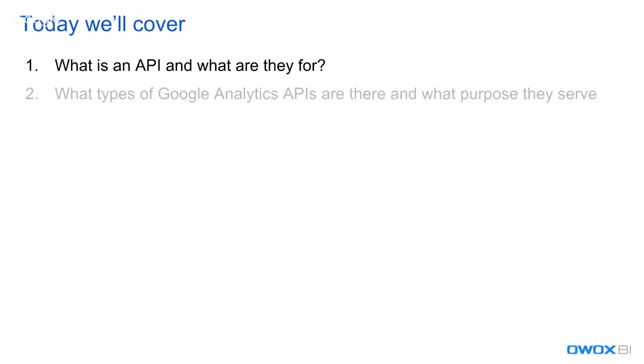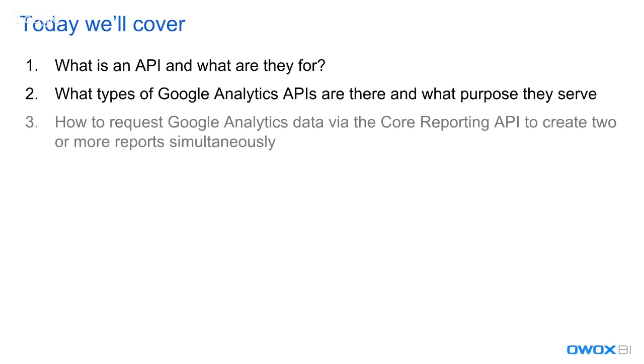Today's agenda. Firstly, we will talk about what APIs are and what they are for. Then we're going to talk about what types of Google Analytics API there are and what purpose they serve. Then we're going to talk about how to request Google Analytics data with the help of the Core Reporting API to create two or more reports simultaneously.